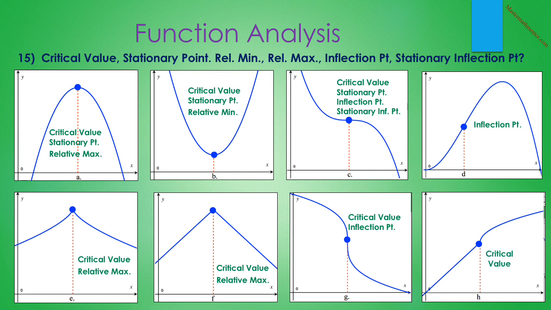H is only a critical value as the derivative does not exist there. It is not an inflection point as the curve switches from no concavity, lines have no concavity, to concave down. That is not an inflection point. It must switch from concave up to concave down or concave down to concave up to be an inflection point.